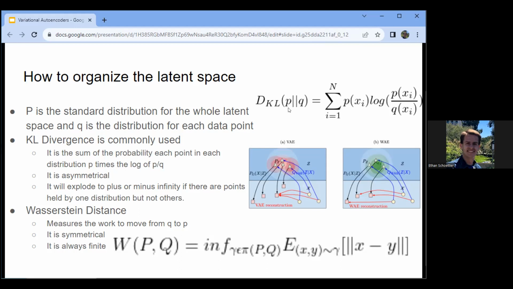And so this thing right here is the KL divergence. It's a very simple equation. Below here is the Wasserstein distance. It looks simple, but it's actually extremely complicated in practice. This is the infimum, and then I don't know what the E stands for. It looks simple, but it's much more complicated than it looks.